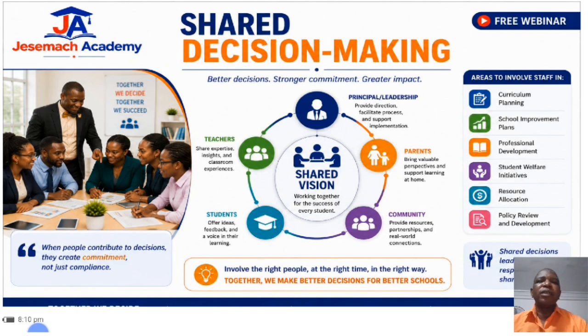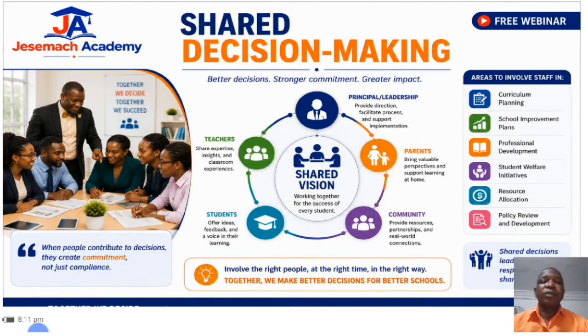Then the community. You must have positive impact in your community. Then whatsoever you want to do that will affect members of the community, you have to speak to them for them to make shared decisions with you. I know that most communities always have a chairman. An estate may have a chairman, a gated community may have their chairman. You speak with them. Don't isolate yourself as a school leader.